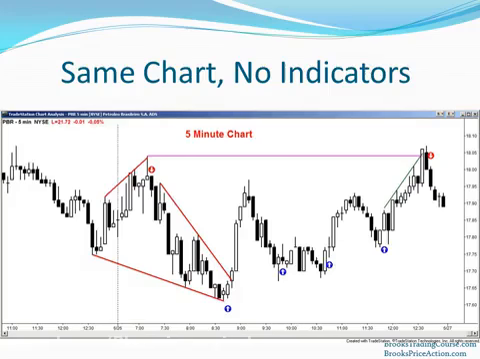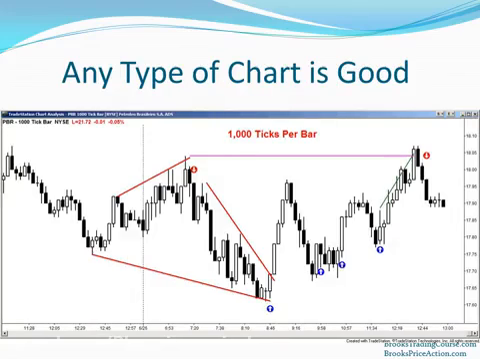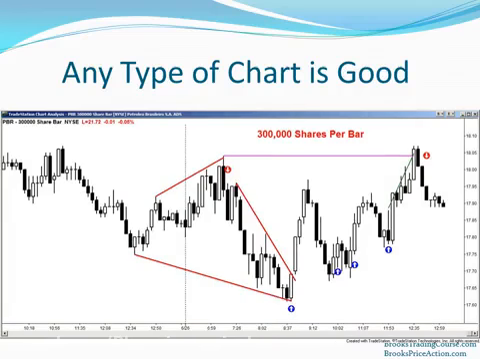And you don't have to look at the 5-minute chart, you can look at any kind of a chart. For example, here's the same chart where there's 1,000 ticks per bar, and the overall shape is still the same. The price action is still the same. Here's another version of the chart where there are 300,000 shares per bar. And again, the price action is the same.